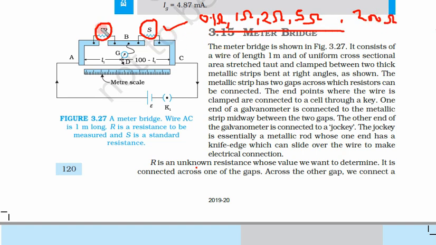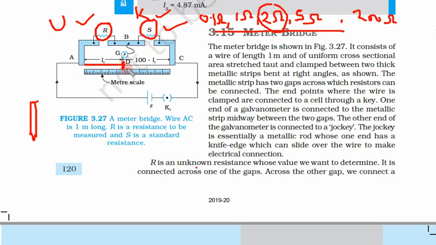So what we do, we put an unknown resistance in this first gap, R. This is unknown. Now we put a known resistance, let us say 2 ohm, in this second gap. This is known. Now we have a jockey. Jockey is a pen-like thing with a sharp metallic tip. So we place this jockey and move the jockey on this wire.